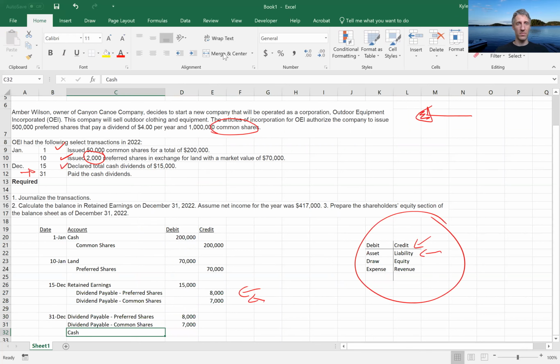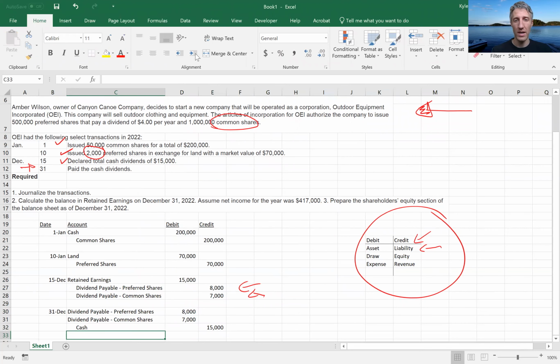Cash is going to go down. Why is cash going down? Well, one, I need to balance my journal entry, but two, cash is an asset. To increase an asset, I debit an asset. Since I'm not increasing cash, I'm decreasing it, I'm doing the opposite of what's in this table. Okay, and that's now December 15th done.